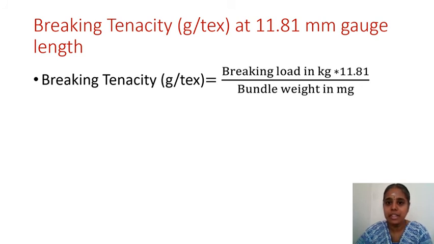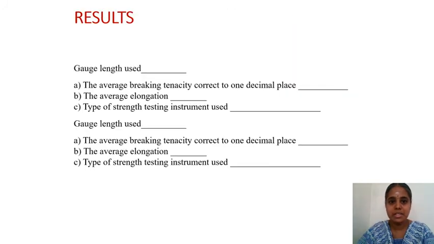This is the formula for finding the tenacity if the fiber length is 11.8 mm or the gauge length is 0. These are the final results that are to be presented after tabulating 15 readings for a single gauge length and then taking the average of the 15 readings. It is corrected to 1 decimal place and recorded here, and the average elongation is similarly recorded here. We have to mention the instrument. Stelometer is the instrument used here and the gauge length is 15 mm. Similarly, it can be measured for 0 gauge length also if required.